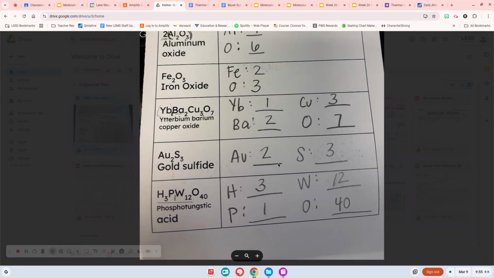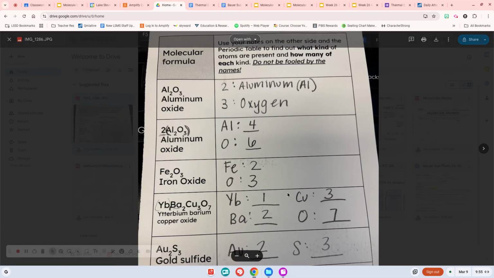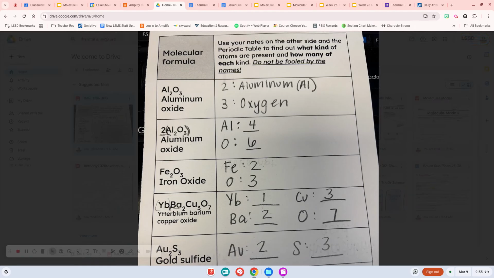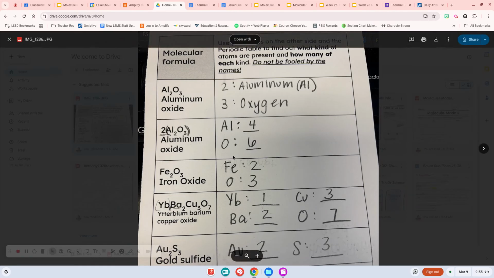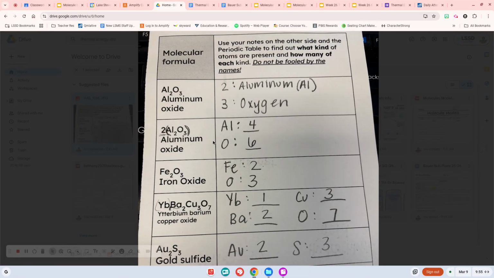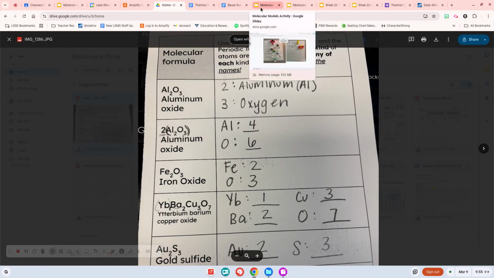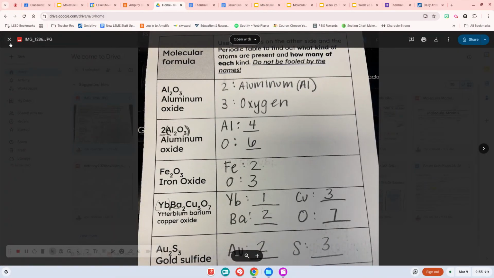Go ahead and tape this. I put a little piece of tape on the very front top of mine so I could flip it up. And you are going to tape this on page 85. Do that now. Then you're going to move on to your molecules model. So go ahead and grab that molecules model sheet. You've got your student sheet.